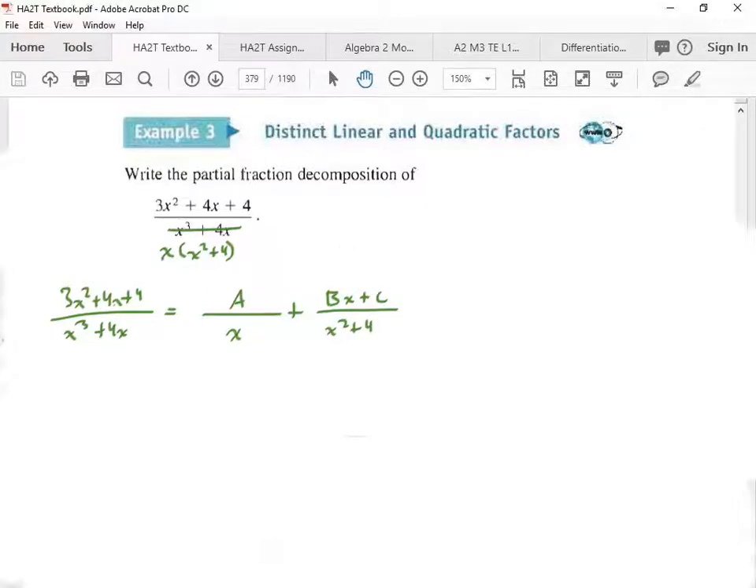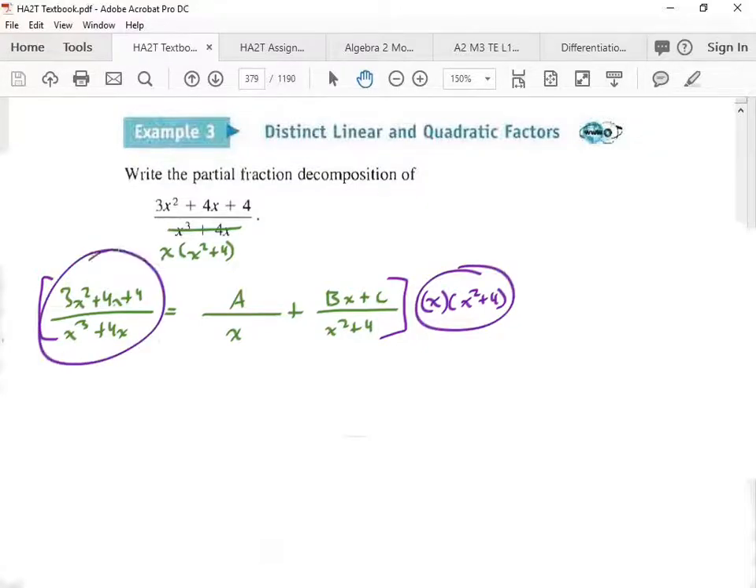All right, so let's get down with this. You guys actually might like this one better than the last one. You're like, I doubt it. Okay, let's write the factor form: x times x squared plus 4. If I multiply this times the first term, we just get the numerator: 3x squared plus 4x plus 4 equals.